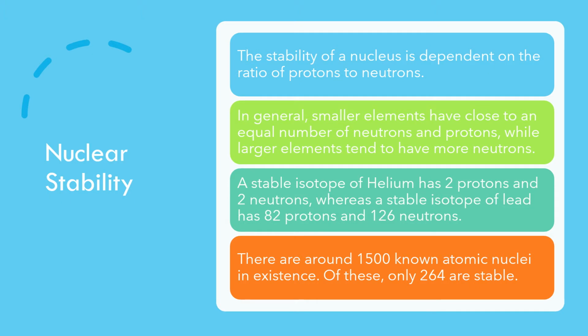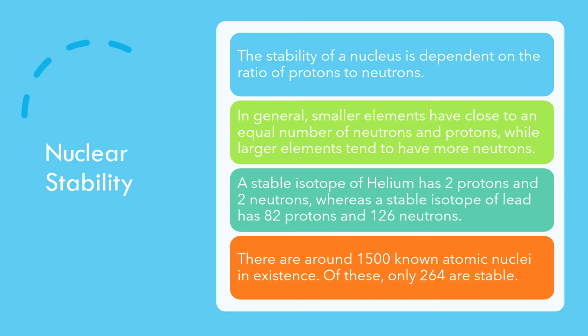In order to understand radiation, we first have to talk a bit about nuclear stability. The nucleus of an atom can often be unstable, usually due in large part to the ratio of neutrons to protons within the nucleus. In general, smaller elements have stable nuclei when the ratio of neutrons to protons is close to 1. Carbon-12, nitrogen-14, and oxygen-16 are all common examples of stable isotopes with a 1-to-1 ratio.